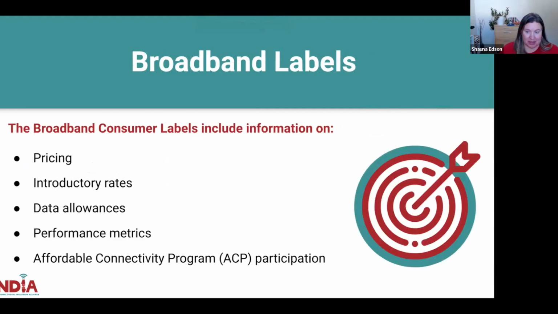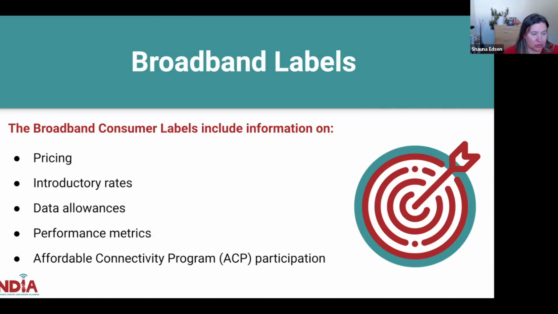And next we have broadband labels. So ISPs with over 100,000 subscribers must display the broadband labels by April 10th of this year. So smaller providers had some extra time. They have until tomorrow, October 10th, to post their labels. So I would encourage you to check and see if you can find the broadband label for your plan. If you go to an internet service provider's webpage, there should be somewhere in the application process an access to the broadband label.